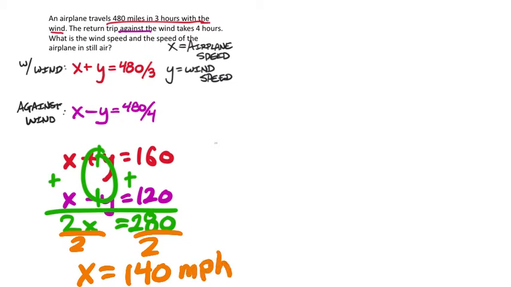Okay. Now, you also have the speed of the wind. You could use either one of the red or purple equations. I'm just going to use red just because it's nice. In fact, after we did the 480 divided by 3, x is 140 now. But if you add the speed of the wind, you'd get the 160. Just subtract the 140 from both sides.